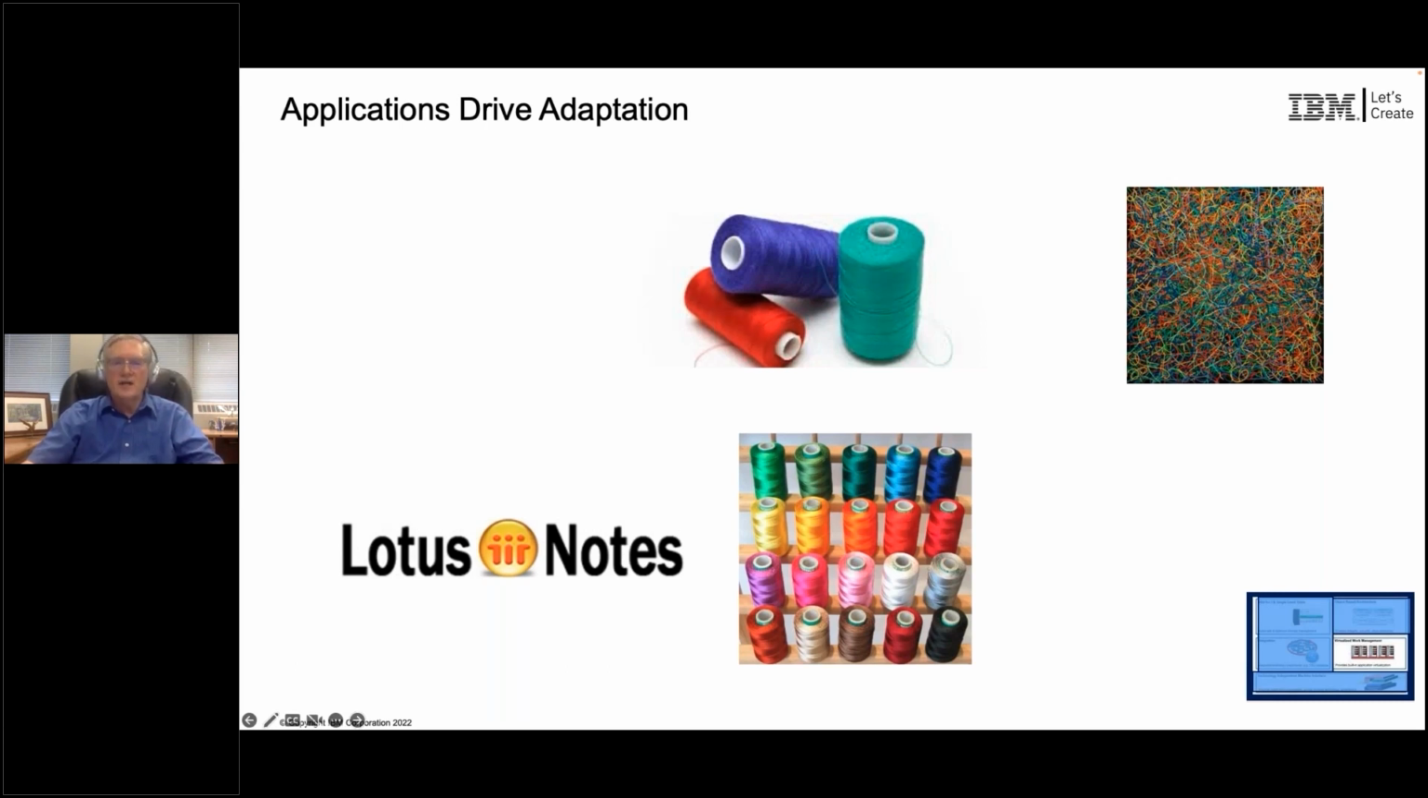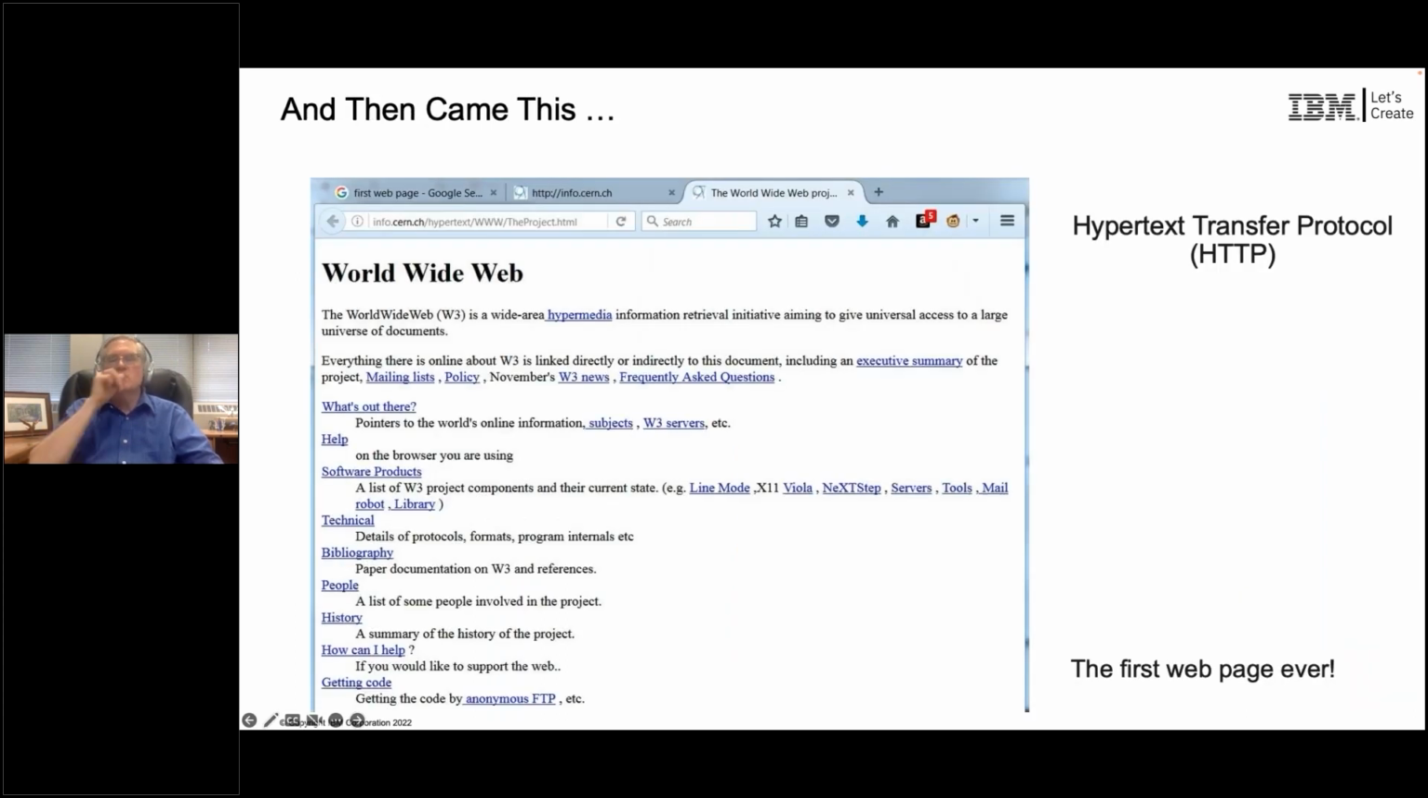It was not, however, the only thing that took advantage of it, because another thing that came along during that time frame was web serving. The hypertext transfer protocol came into existence. This, by the way, is a picture of the very first web page that was ever created and served up by the CERN web server.